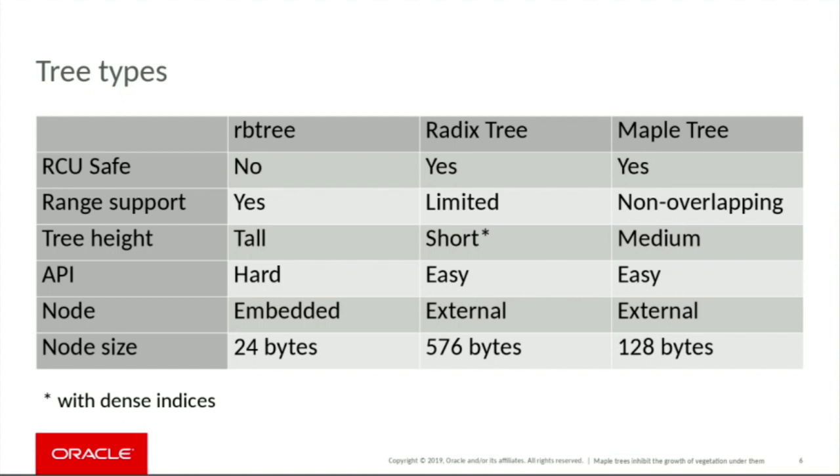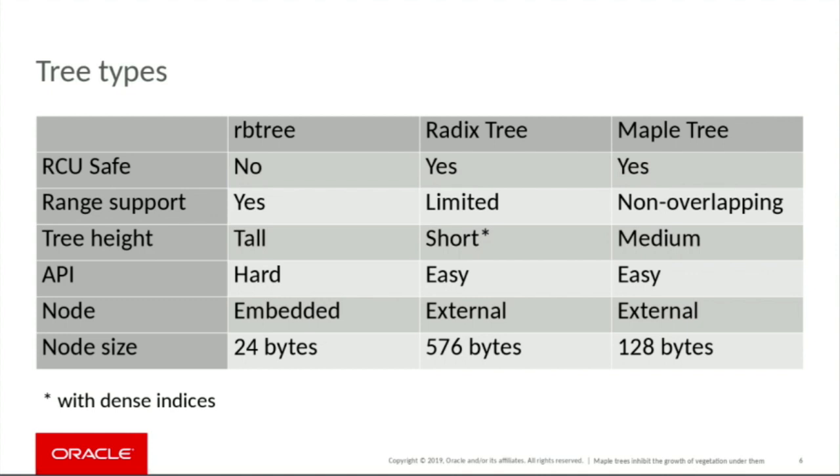The radix tree has a very, very short height, not in that particular example. The maple tree did better. But for the kinds of things that the radix tree should be used for, it is the theoretically best possible tree to use. So the maple tree sacrifices some of the best possible case performance in order to make the worst possible case performance significantly better.